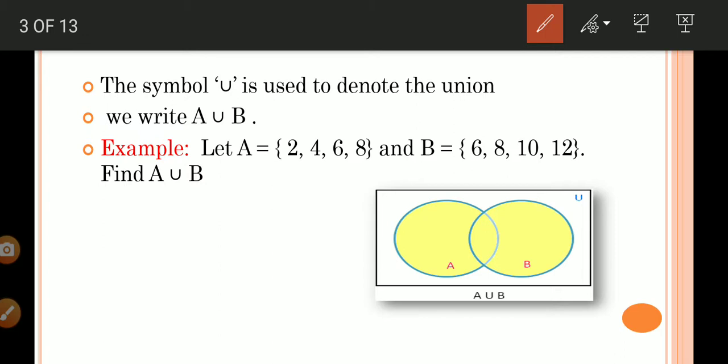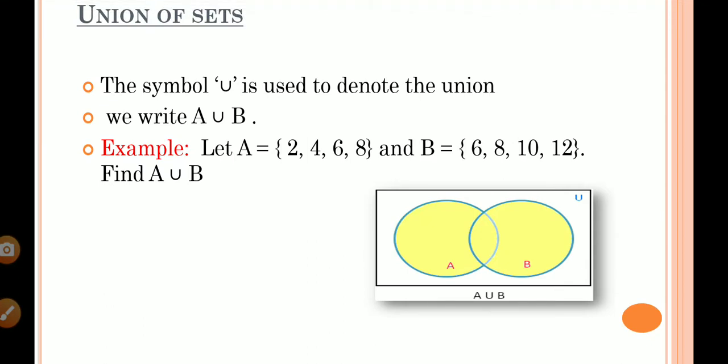Let A and B be any two sets. For example, A and B are two sets, where set A contains the elements 2, 4, 6, 8 and B contains 6, 8, 10, 12. What is the union of sets? The union of A and B is the set which consists of all the elements of A and all the elements of B. The common elements are taken only once.